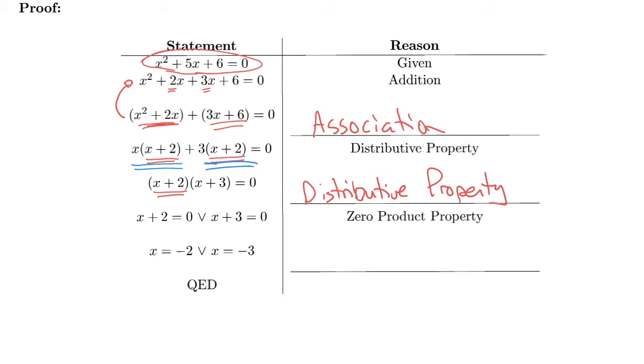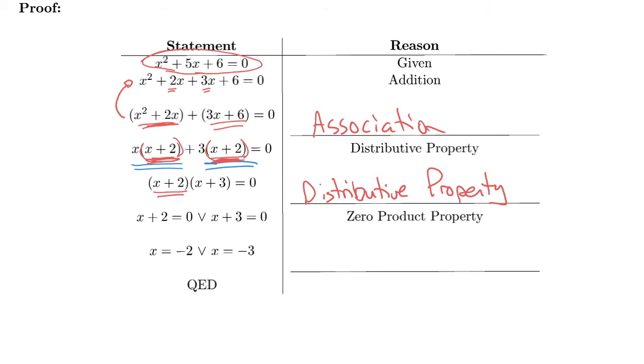That can be difficult for people because of that binomial there, okay? Seeing that the binomial is common, sometimes that's not easy to do, but remember those parentheses, those brackets hold that together as one unit. Now, the zero product property.